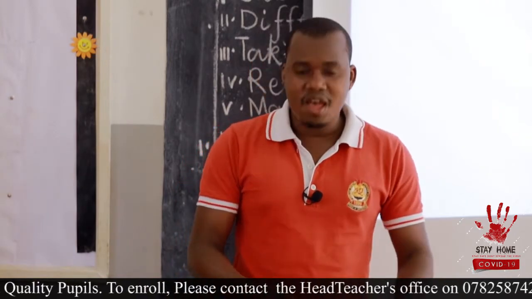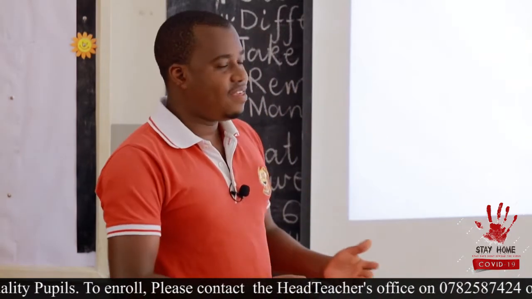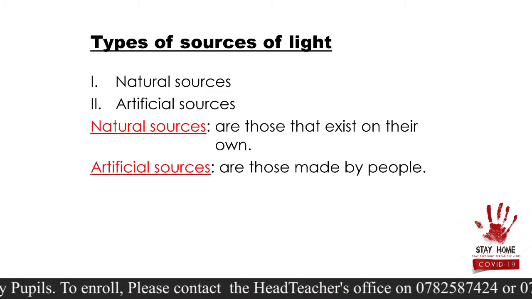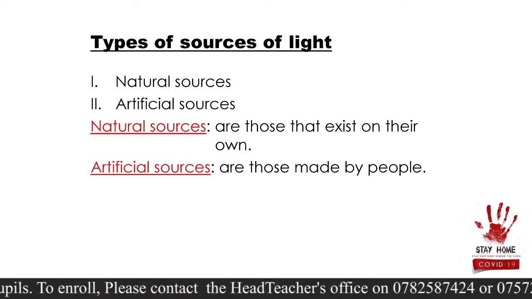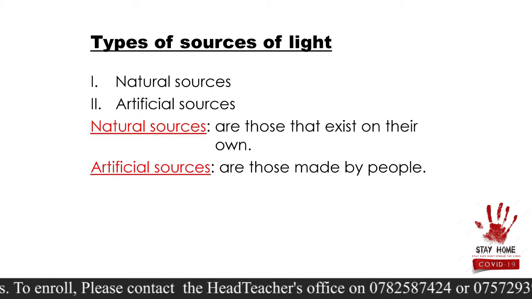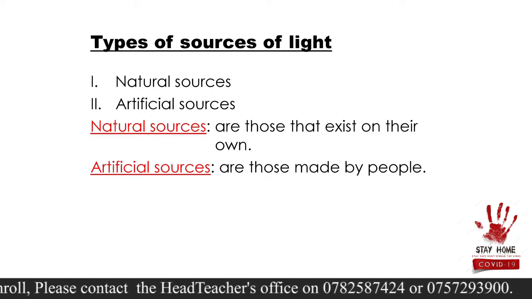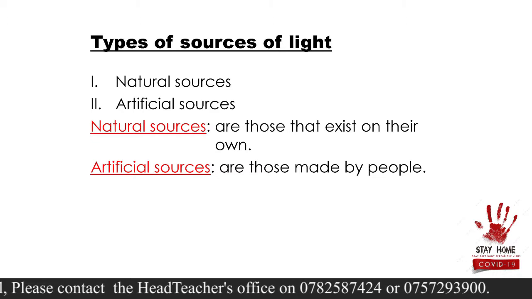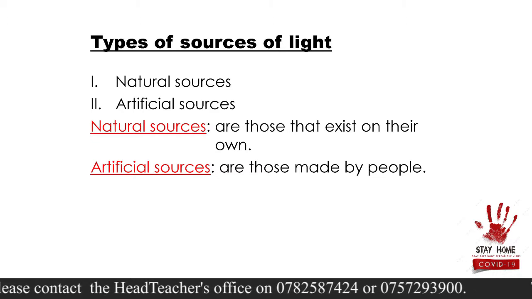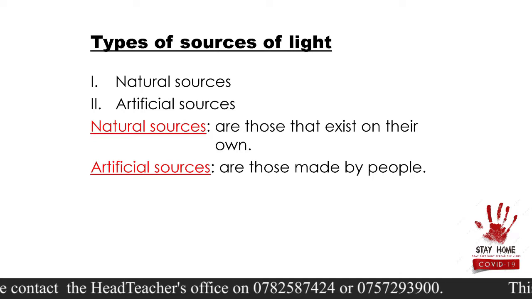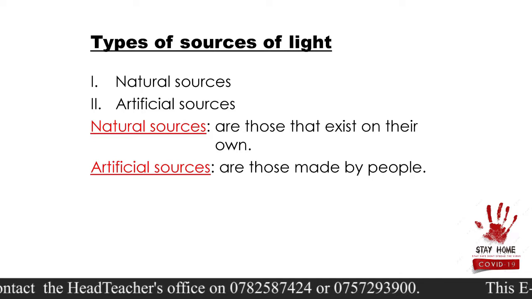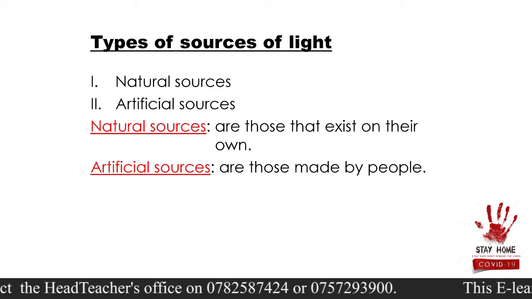That is very good. I hope you have them. Now, what are these two sources? We have the natural sources of light. Can you say natural sources? Natural sources. Then artificial sources. Artificial sources. Quickly, can you spell the word natural? Natural. N-A-T-U-R-A-L. Natural. Then artificial, quickly. Artificial.